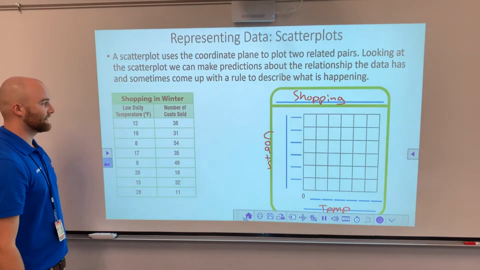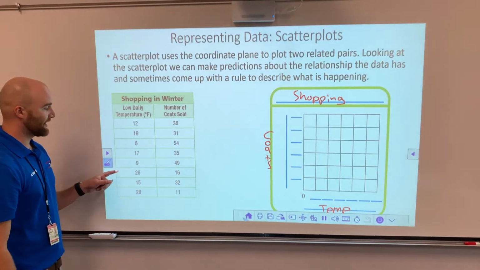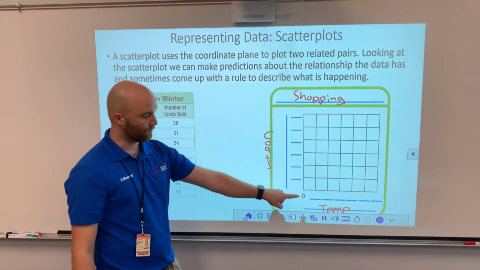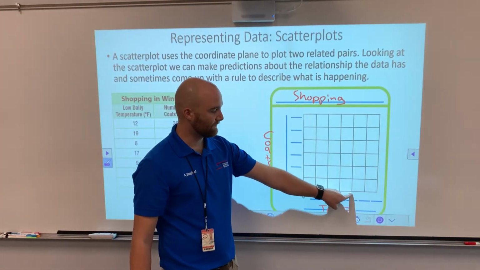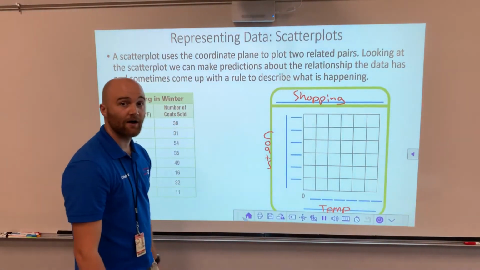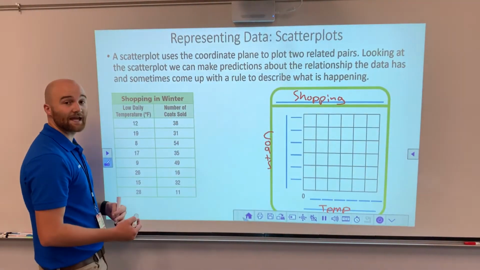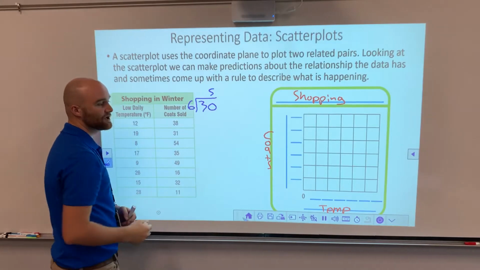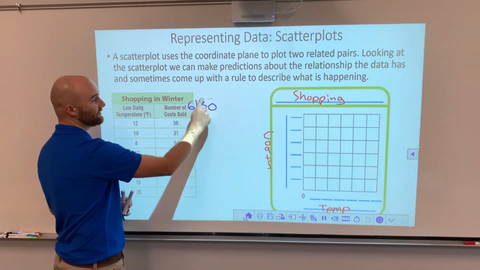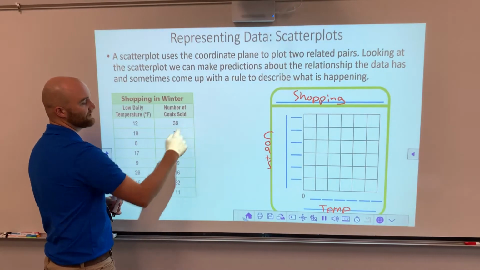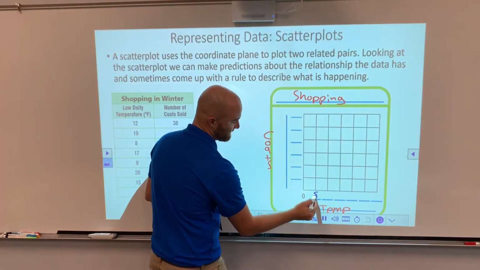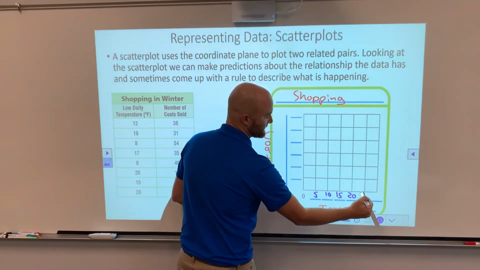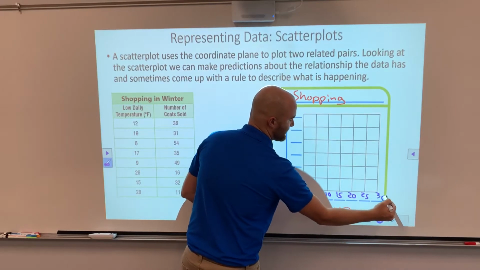Now I need to figure out what to count by. So my temperatures range from 8 up to 28. And I've got a total of 1, 2, 3, 4, 5, 6 lines to get all the way up to 28. The easiest way is to estimate. 28 is about 30. 30 divided by 6 would give us 5. So I think we should count by 5s. I think our scale on the bottom should be 5s. I'm going to go ahead and count by 5s. 5, 10, 15, 20, 25, and 30.